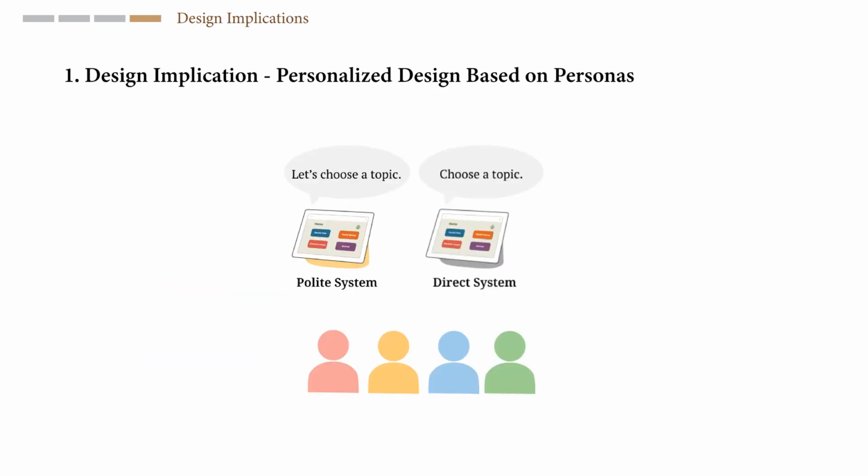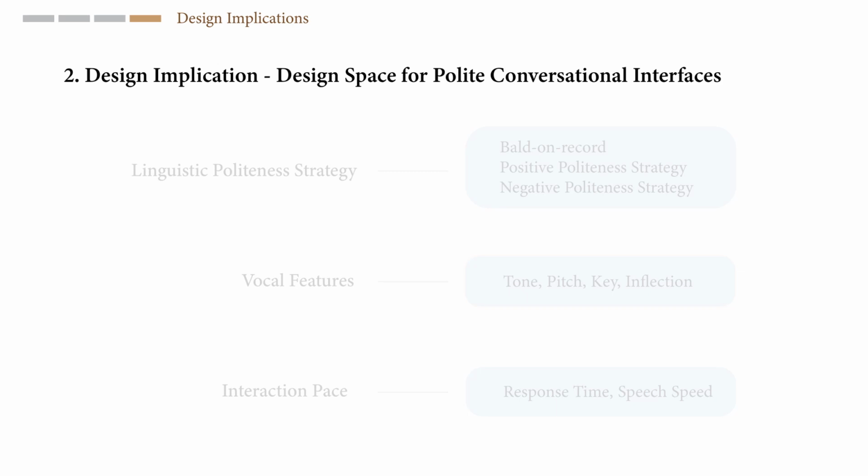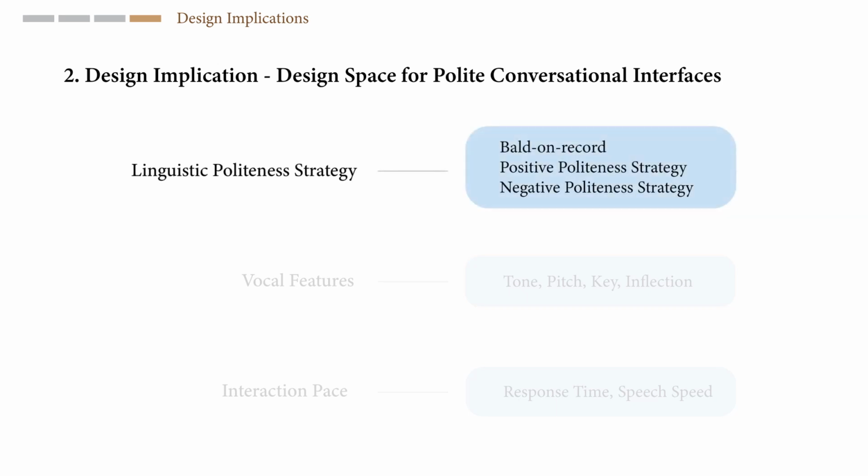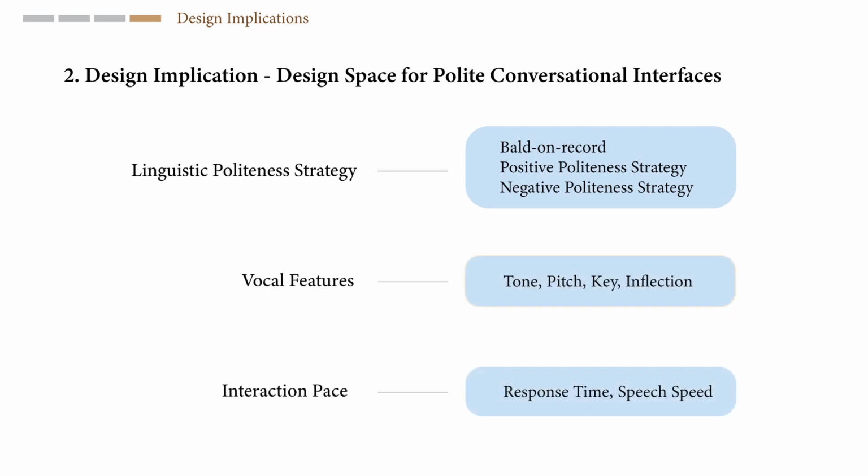Based on our findings, we proposed personalized design strategies for the interaction on the smart display. Another design implication is that we explore the design space for polite conversational interfaces. We observe three factors that affect people's perceived politeness of the system: linguistic politeness strategy, vocal features, and interaction pace. Therefore, we suggest that future design could consider those factors in designing a polite conversational interface.